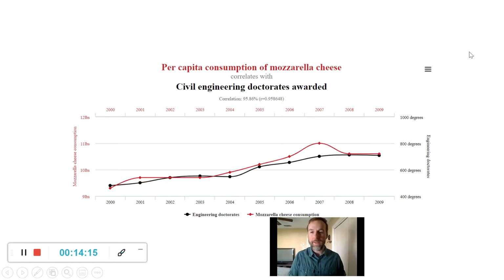Here's the second one. I think these all three are food themes. I must have been hungry when I made these. So the per capita consumption of mozzarella cheese is correlated with civil engineering doctorates awarded. And of course, those two things are very unlikely to have a causal or third variable relationship. It's a spurious correlation. It's some sort of indirect relationship that we found by chance after correlating many different data points with other data points.